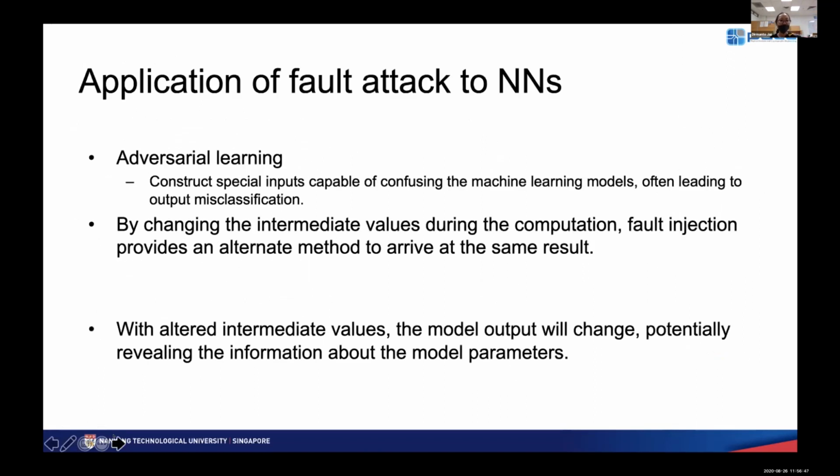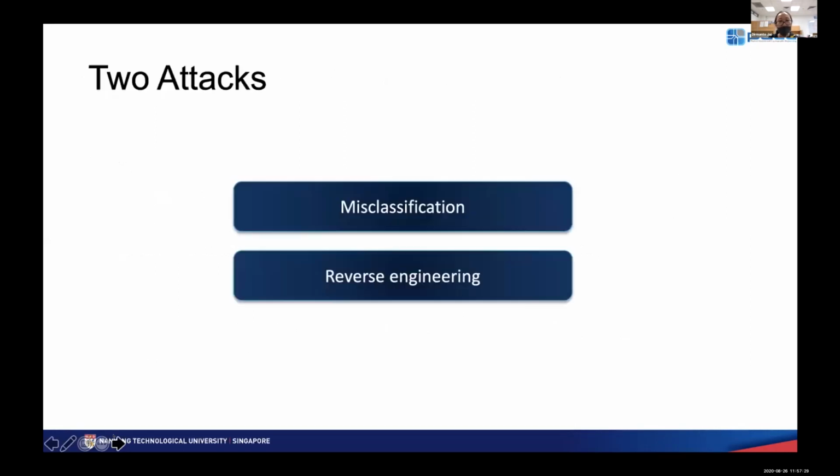Okay, so we are interested in looking at the application of fault injection to neural networks. In the domain of neural networks, adversarial learning is very well developed, where the adversary constructs special inputs capable of confusing the machine learning models, often leading to output misclassification. With fault injection, we can also change the intermediate values. So fault injection provides an alternate method to arrive at the same result as adversarial learning. Furthermore, with altered intermediate values, the model output will also change. So this potentially will reveal information about the model parameters. So I will be talking about two attacks. The first one is to achieve misclassification, and the second one is to achieve reverse engineering.